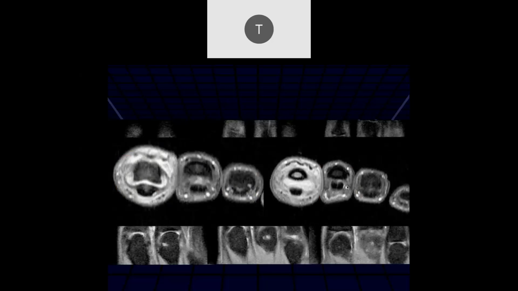Here are the axials. You can clearly see it's distended. And this was sea urchin synovitis. This was a diver.